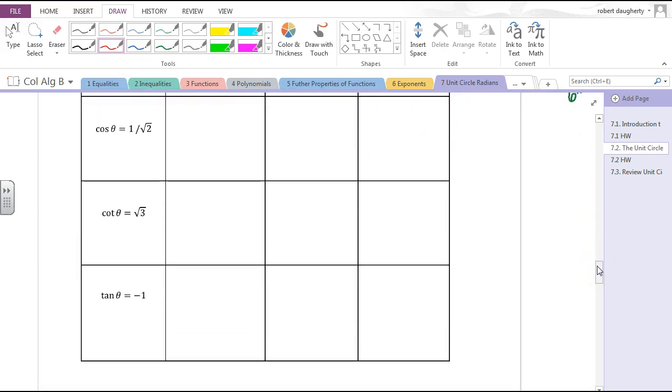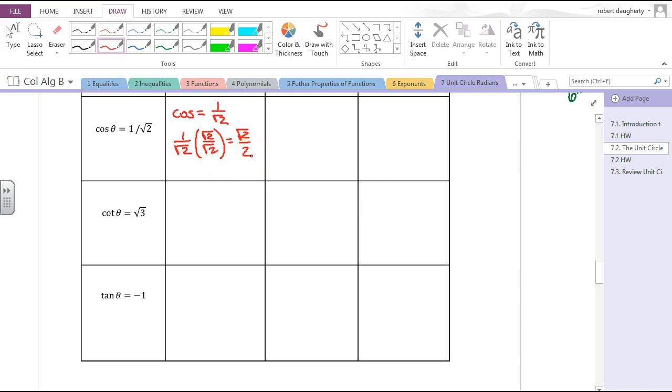Okay, so a few more of these. Cosine is 1 over the square root of 2. Remember, to rationalize that 1 over square root of 2, multiply by square root of 2 over 2, and this becomes square root of 2 over 2.